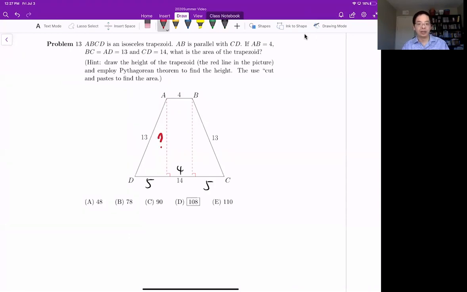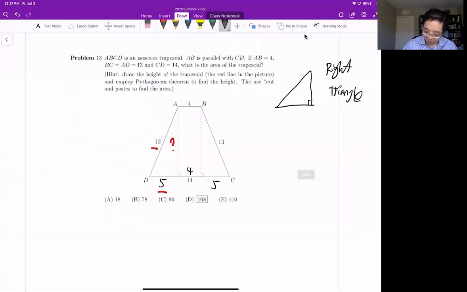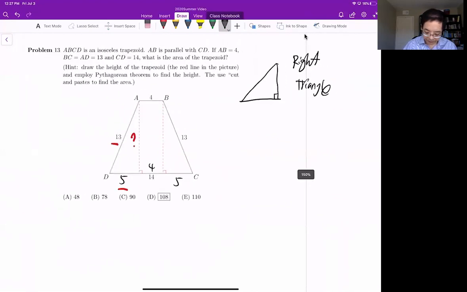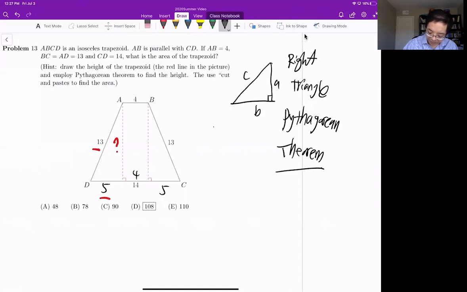This is unknown. How should we find the height? Because this is a right triangle, I have 13, I have 5. Now I use the Pythagorean theorem. Let's recall it. If I have a right triangle with sides A, B and C, then C squared equals A squared plus B squared.